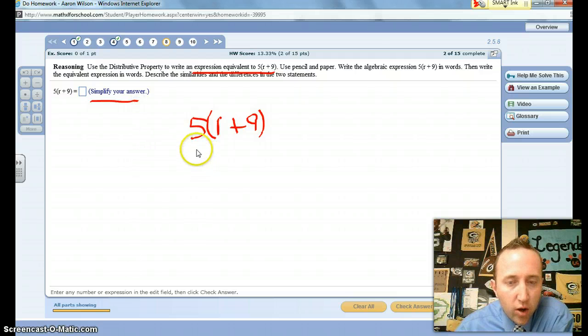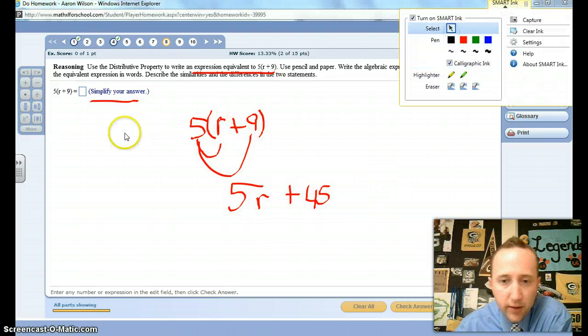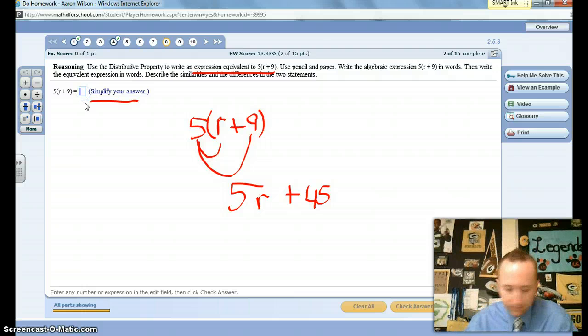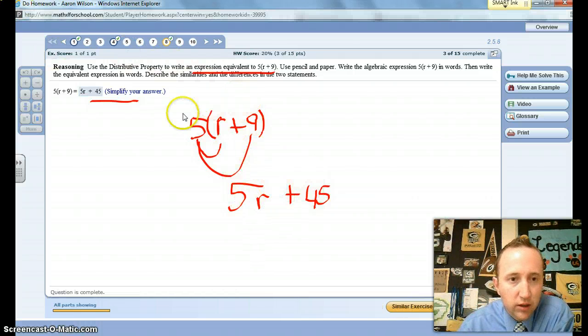So we're going to go with 5 times r, which is obviously just 5r. And then we've also got 5 times 9, which is 45. And then we bring down the addition sign. So this one's actually fairly simple here. So I'm going to go ahead and type in 5r plus 45. Well done. Okay, moving on. That was a pretty easy one.